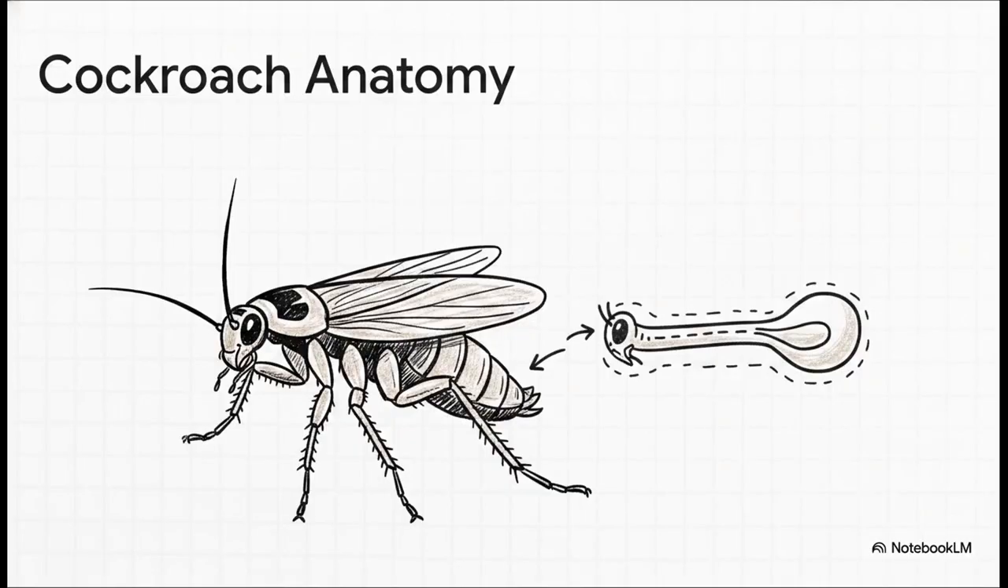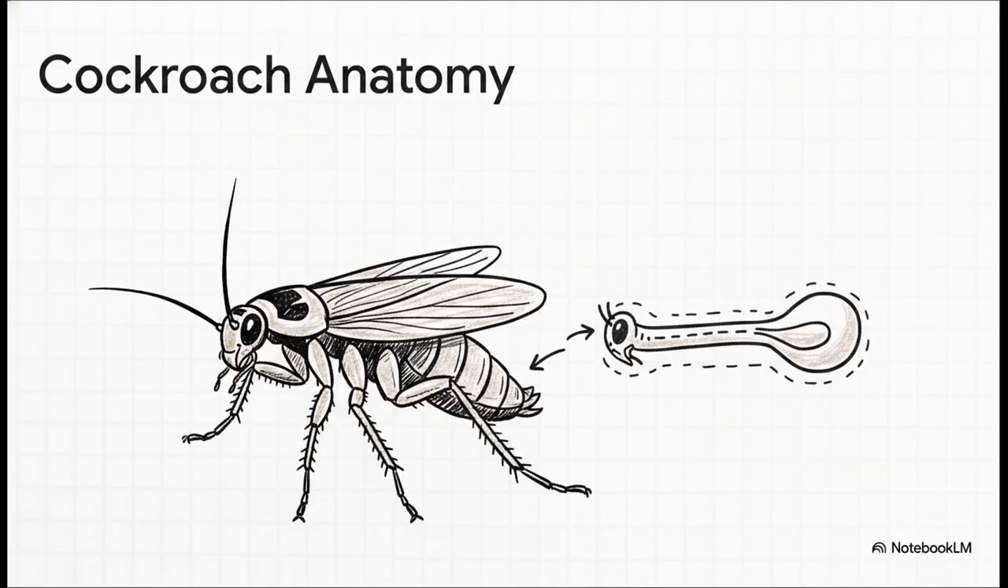Now, contrast that plant leaf with the complex anatomy of an insect, like a cockroach. Its body is highly segmented and divided into 3 primary regions: the head, the thorax, and a 10-segment abdomen. The thorax alone is an absolute marvel of biological engineering. It consists of 3 segments that bear 3 pairs of walking legs and 2 pairs of wings.